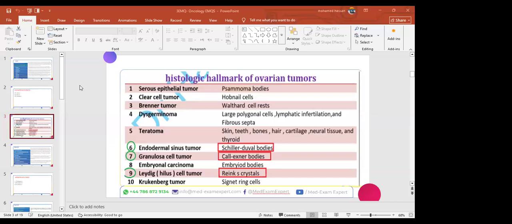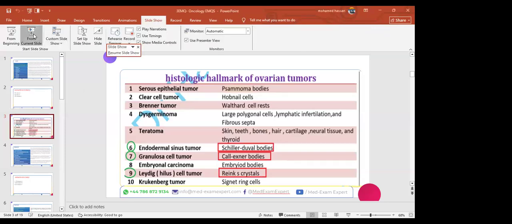Reinke's crystals in Leydig cell tumor. Let's see where is it? Where is it? Maybe here? Yes. Questions on it. Yes, I think so. It will be here. Yes, this one. I like that. Take it. This is the slideshow from the current slide.